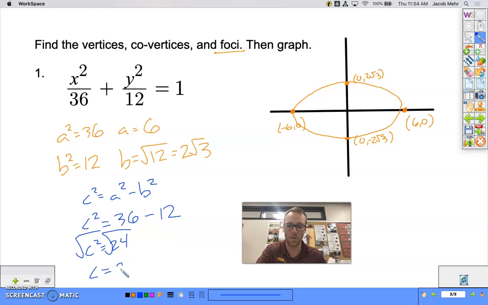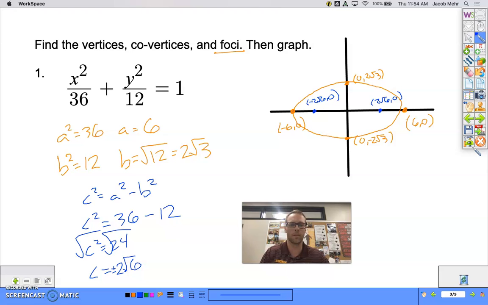4 times 6, so 2 root 6 is what we get for c. Of course, that's a plus or minus. There are two foci, and remember they're on the major axis. One of them is going to be at 2 root 6 comma 0. The other one is going to be at negative 2 root 6 comma 0. We found all of our information.